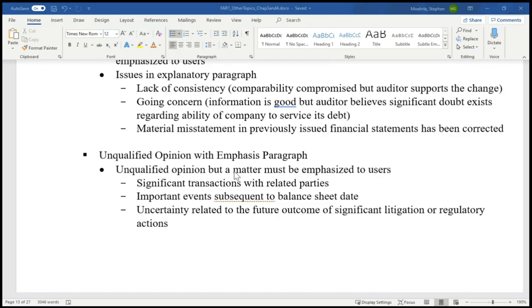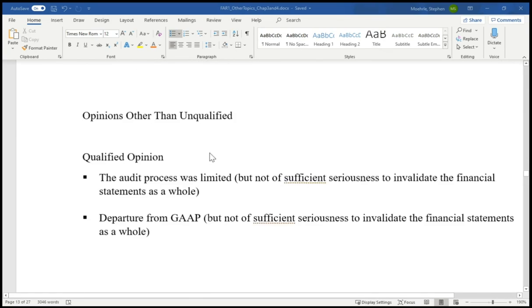Maybe the emphasis point is a significant transaction with related parties. Maybe it's an important event that occurred subsequent to the balance sheet date of these financial statements. That's called a subsequent event. Maybe it's an uncertainty related to the future outcome of some issue, like significant litigation or regulatory actions. And that's an emphasis paragraph. That sort of thing you'd see in an emphasis paragraph, in an otherwise unqualified opinion.